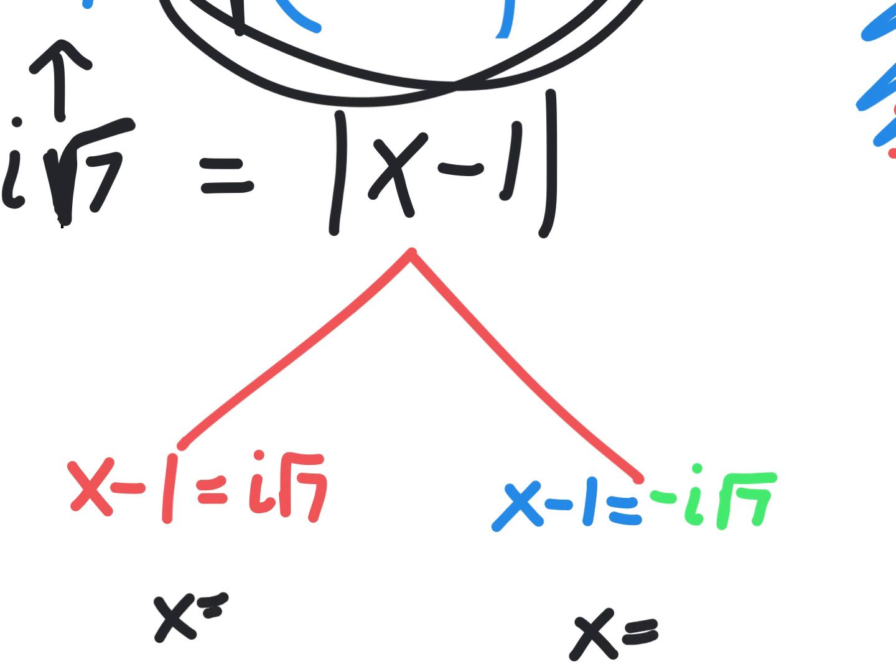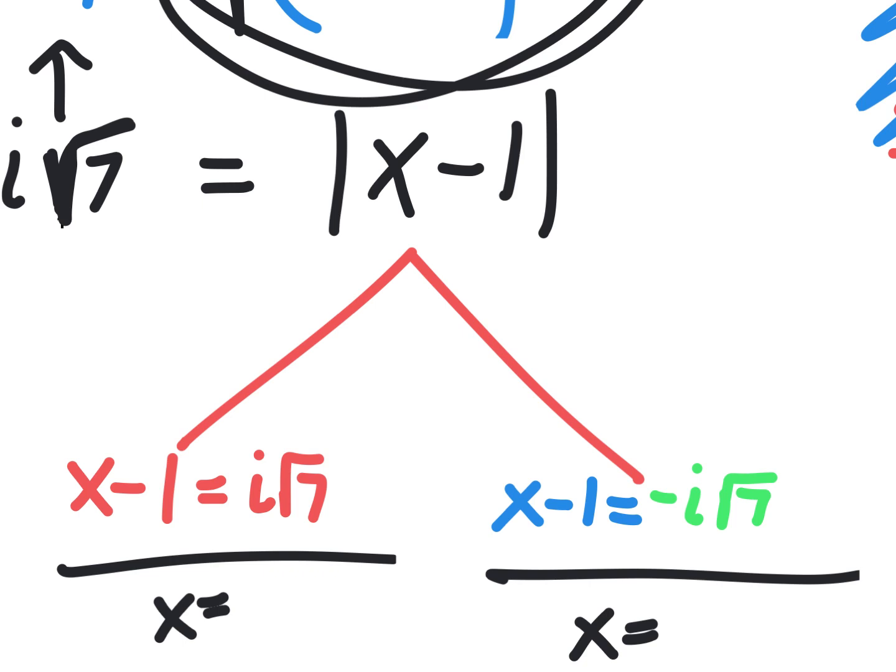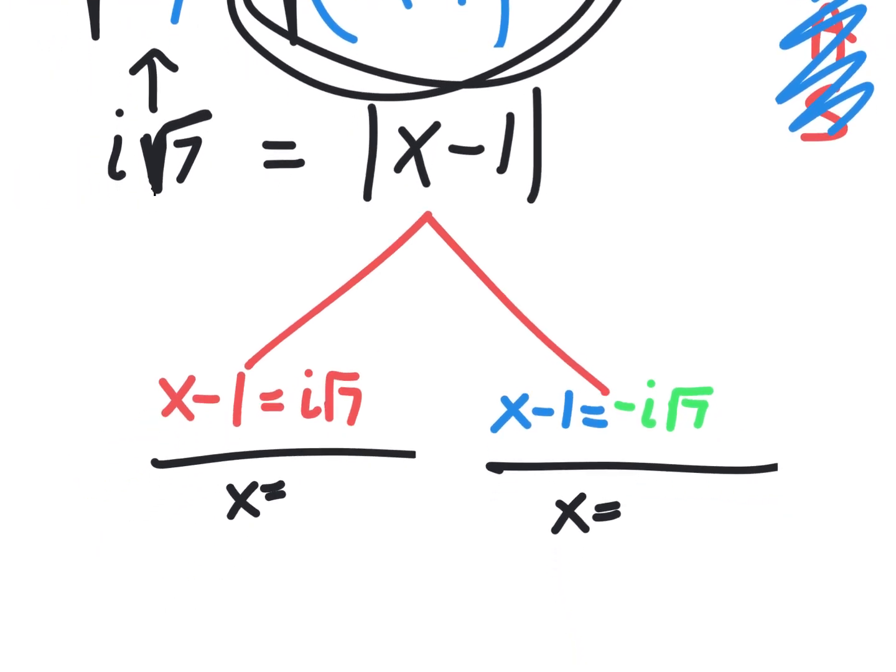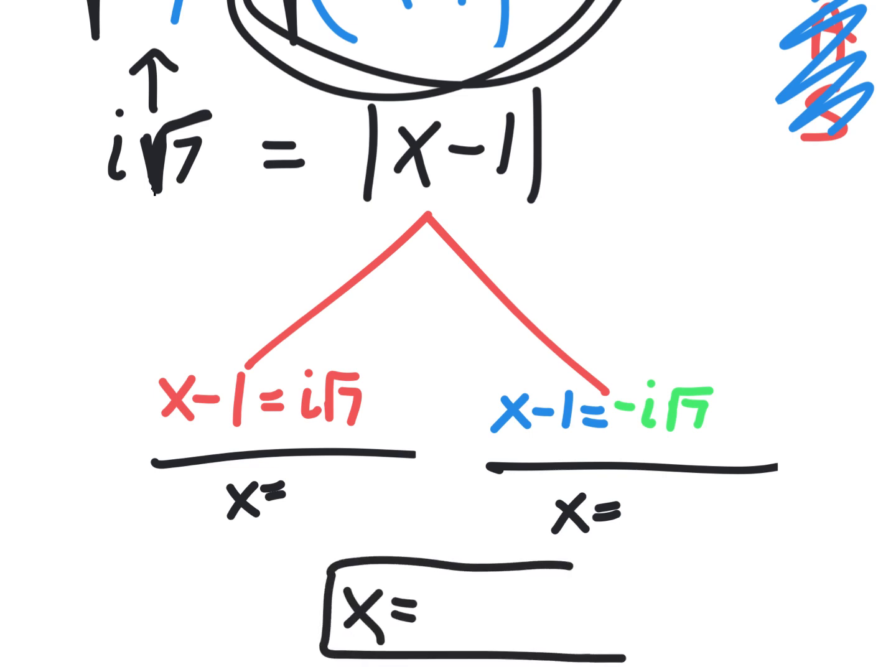Take a second. This is as easy as it seems. Do something to both sides. Solve. And then see if you can squish it down into one clean answer. And it'll have a plus and a minus in it. I'm going to pause for a second to see if you can finish this.